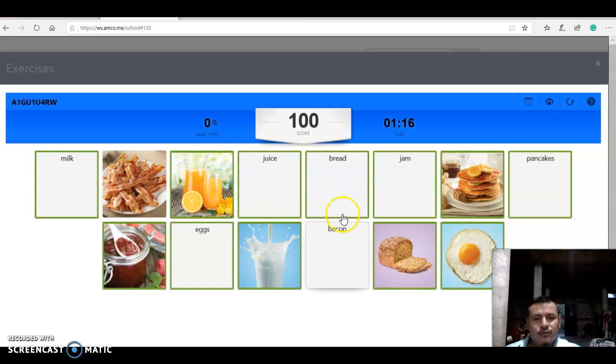And let's see, juice, bacon, bread, and jam. And let's see. This one goes to here. So you score 100 points. Yeah, good job. You did it. See, you're a good boy, good girl.